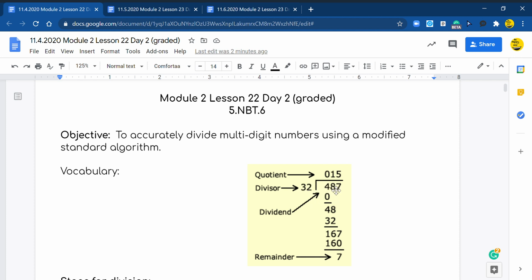Look at our dividend. It's the number on the inside. This tells us how many we have in all. So we're taking this number and making groups of this number. If we happen to have any left over that can't fit into our divisor, that is called a remainder. Now, how many groups we have, that's our answer, which is also known as our quotient. So let's go look at our first problem.